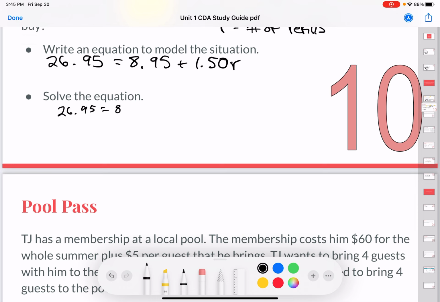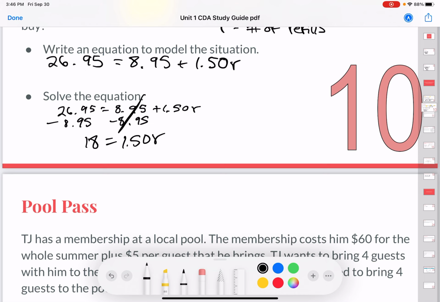$26.95 equals $8.95 plus $1.50R. Two things are in my way: $8.95 and $1.50. I'm going to deal with the addition first, and so what's being added is $8.95. So the opposite of adding $8.95 is to subtract $8.95 from both sides. And so it's going to cancel on this side, and then $26.95 minus $8.95 is $18 equals $1.50R.